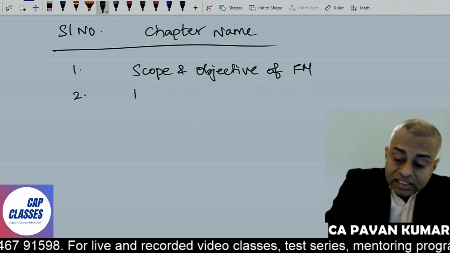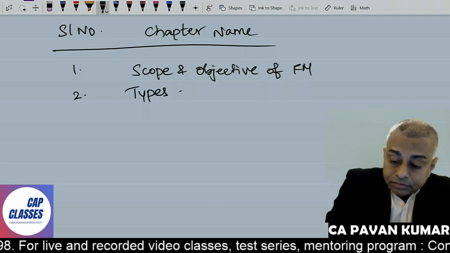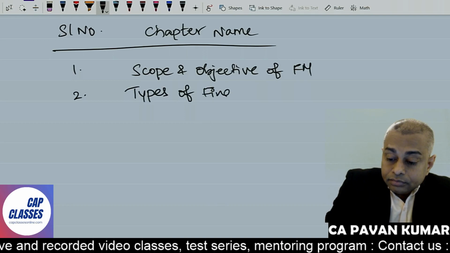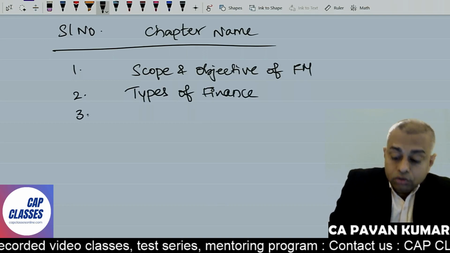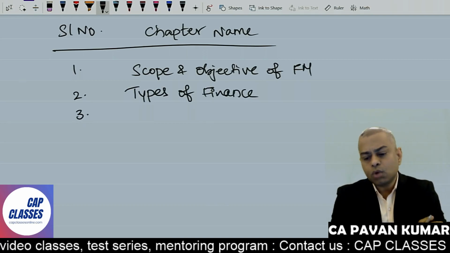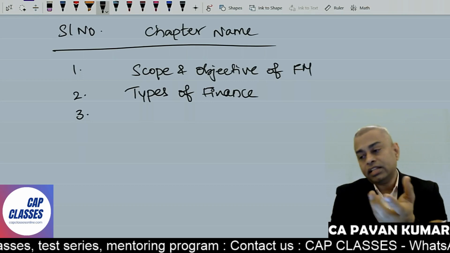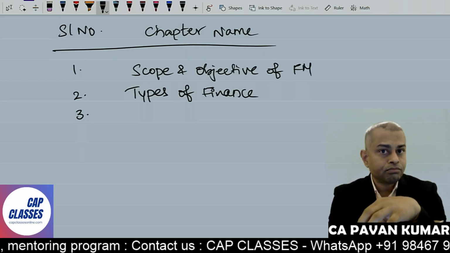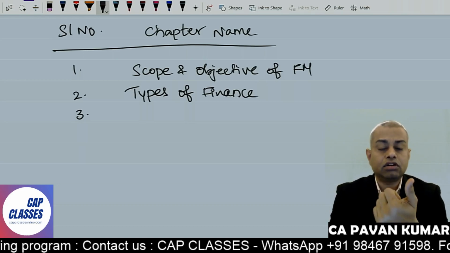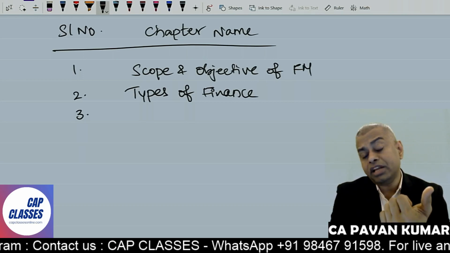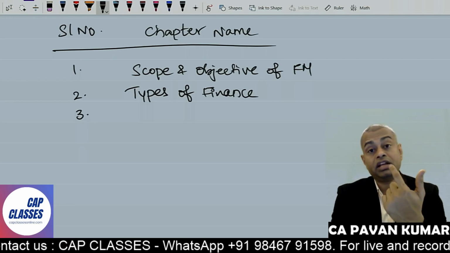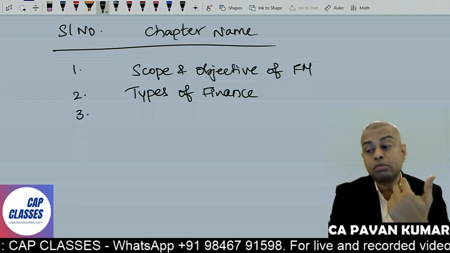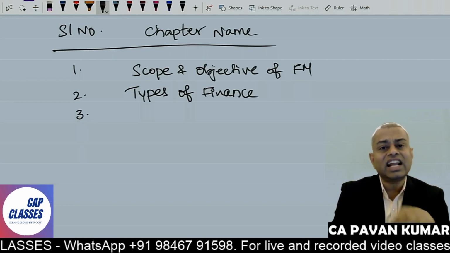Chapter 2 is types of finance. What are the various types of finance? There can be so many sources which fall under equity. It could be equity shares, it could be preference shares, it could be retained earnings or reserves, it could be options. So all these things are equity.